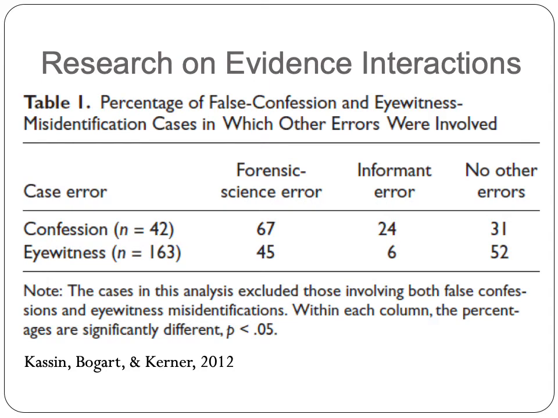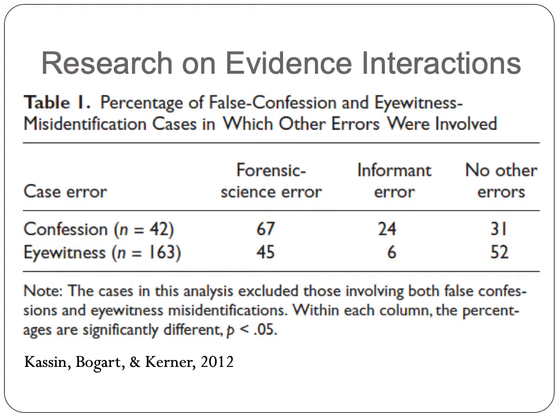Some research on evidence interactions here. Here's a table pulled right out of a Casson et al. article that shows that false confessions and eyewitness misidentifications had other errors present. When there was a confession, there were forensic science errors in 2/3 of the cases.